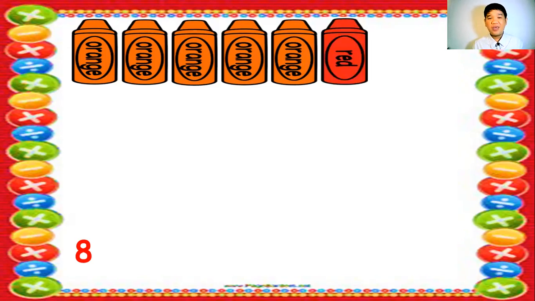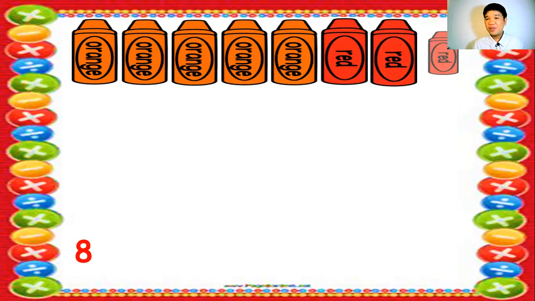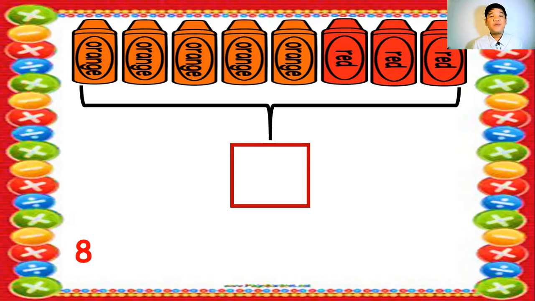So that is red. Let us count the number of the red crayons. 1, 2, 3. I think we have only 3 red crayons. And then we have 5 orange crayons.